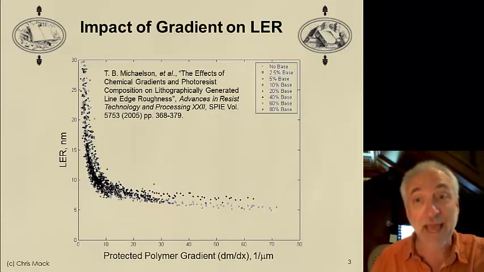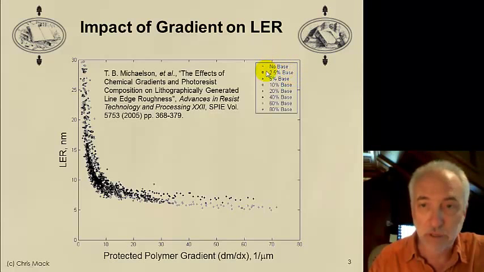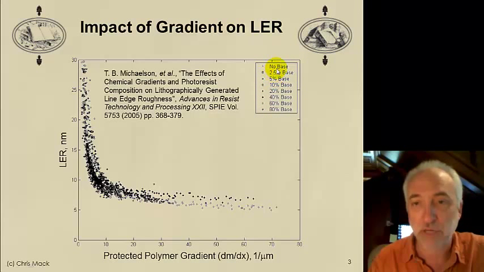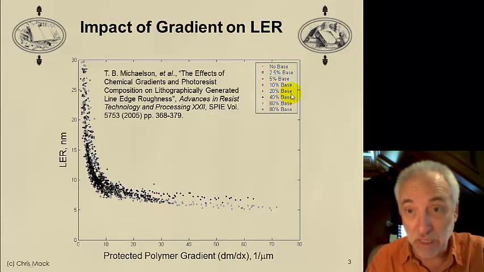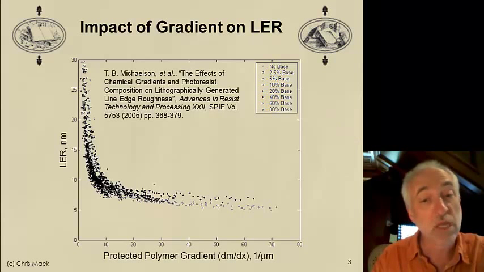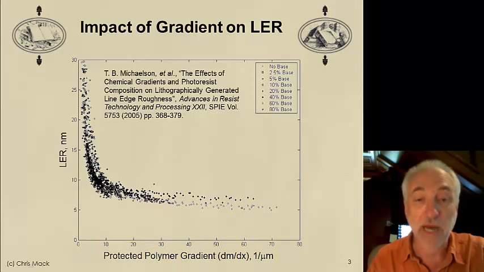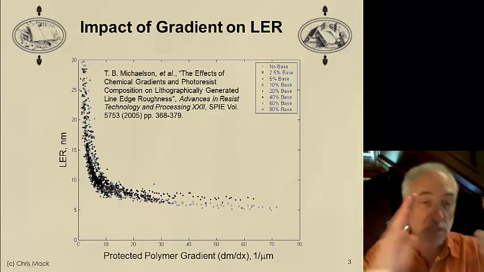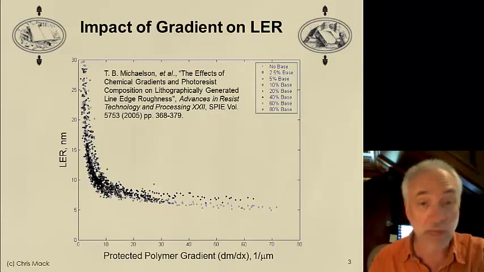And they looked at making up lots of different photoresists with different amounts of quencher. So here's the quencher concentration, which went from no quencher up to a huge amount of quencher, 80%. And that resist didn't really work very well. But a lot of these resists worked quite well as photoresists, but with different amounts of base quencher, you could change the gradient in the protected polymer concentration, DMDX. And we saw before how base quencher steepens up the chemical gradients after post-exposure bake.